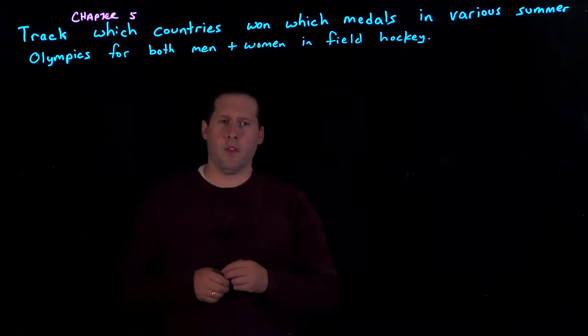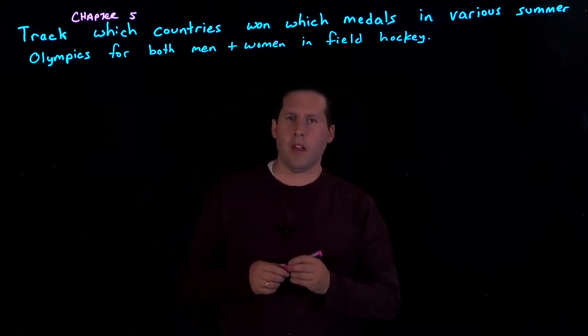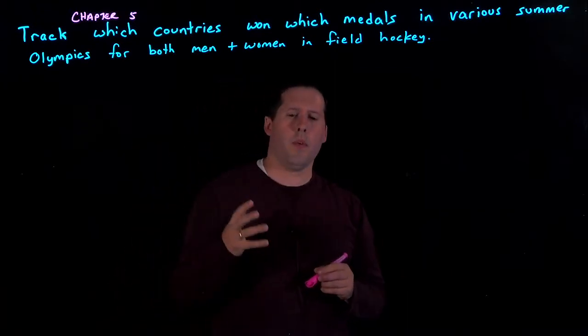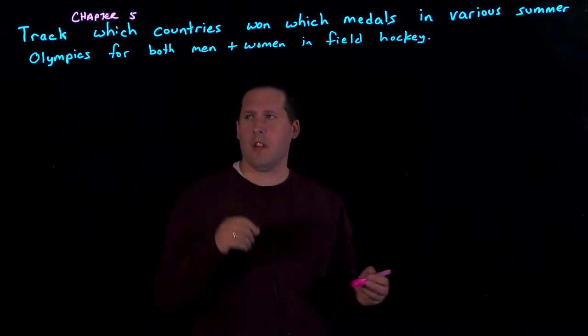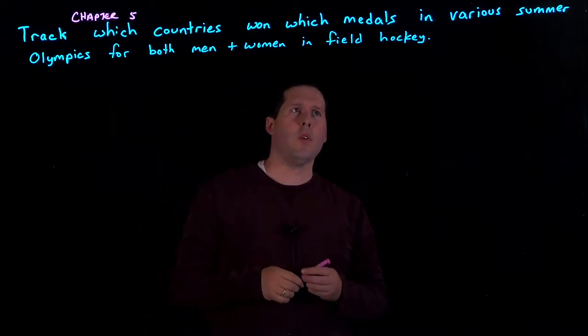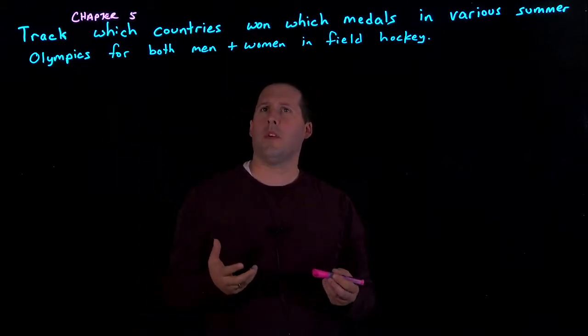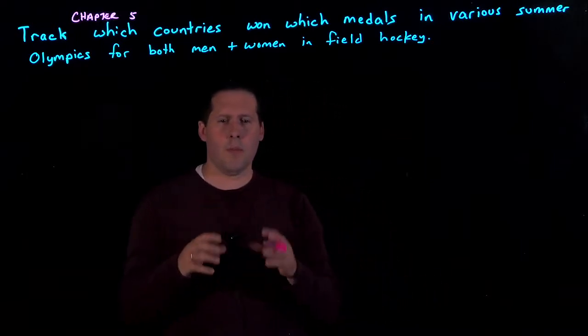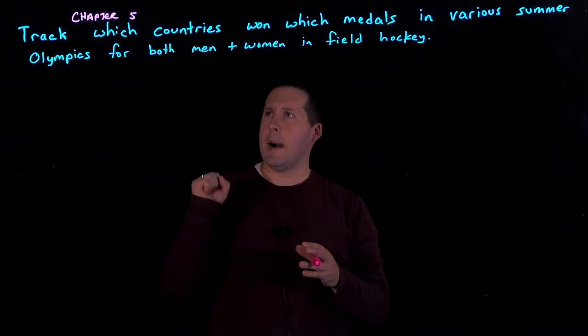Hopefully you've had a chance to read Chapter 5 before we enter into today's lecture. What we're looking at today is how do we deal with what are called many-to-many relationships. The example we have to exemplify this is to track which countries won which medals in various Summer Olympics for both men and women in field hockey. So it's somewhat specific to keep this problem somewhat small.